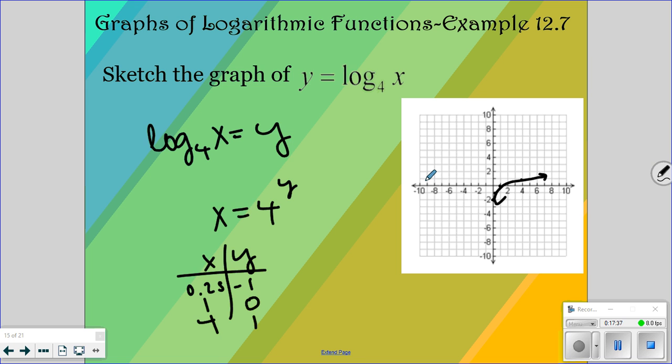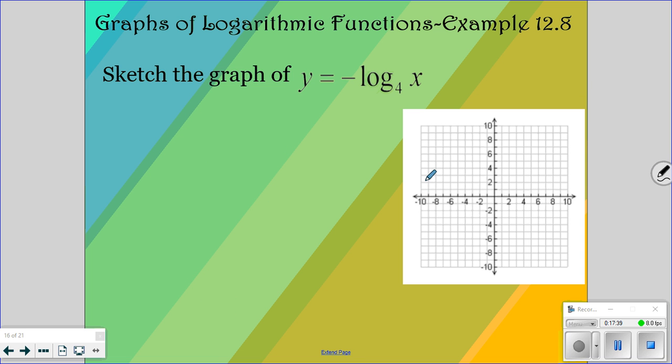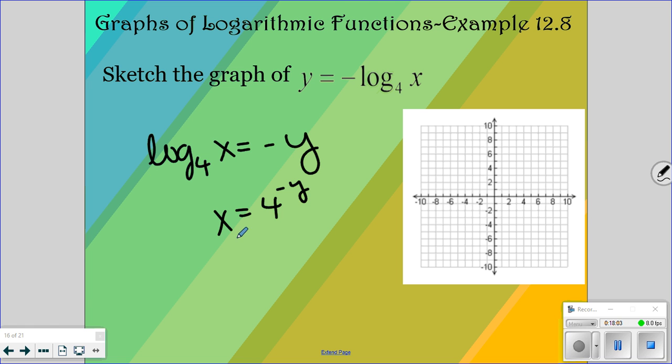Okay, looking at another one, we want to sketch the graph of y equals negative log base 4 of x. So for this one, we need to move the negative before we change it into exponential. So I'm going to move the negative to the other side of the equation. And then we put it in exponential form, so we have x equals 4 to the -y. And so now we're going to do our t-chart. So we have -1, 0, and 1.